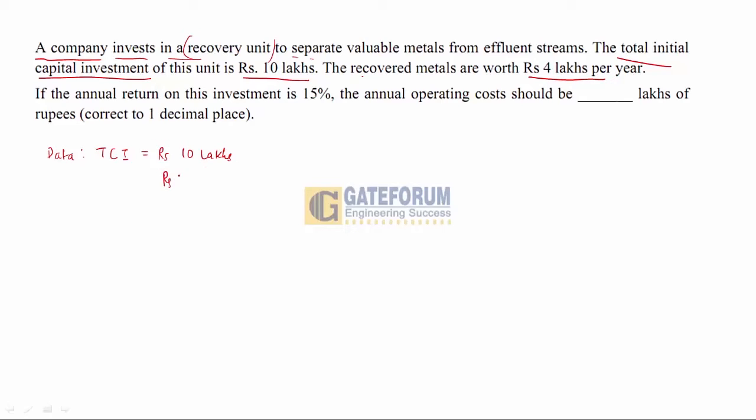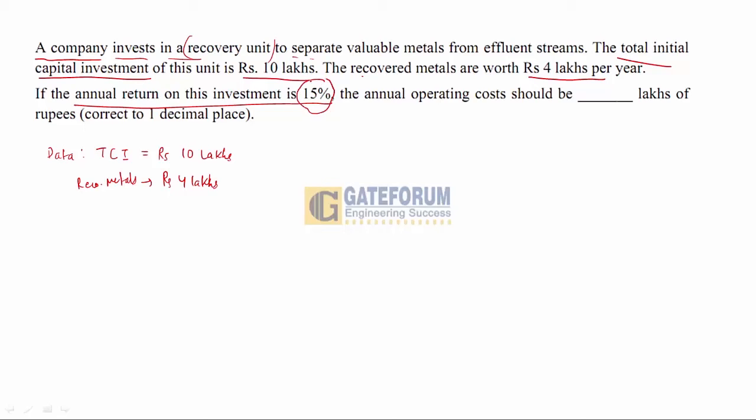So rupees 4 lakhs, recovered metals. Okay, next what is given? If the annual return on this investment is 15%, this line is very important. It says that the annual return on this investment, which investment? The investment in setting up that plant, okay, is 15%.